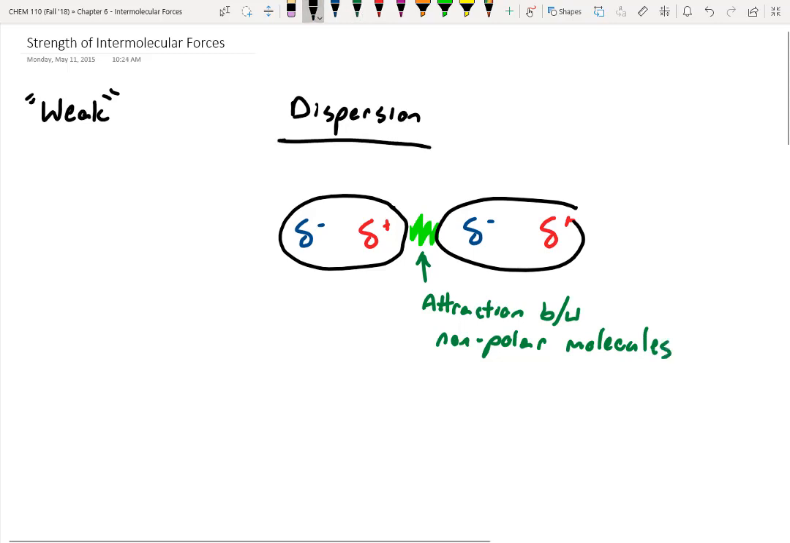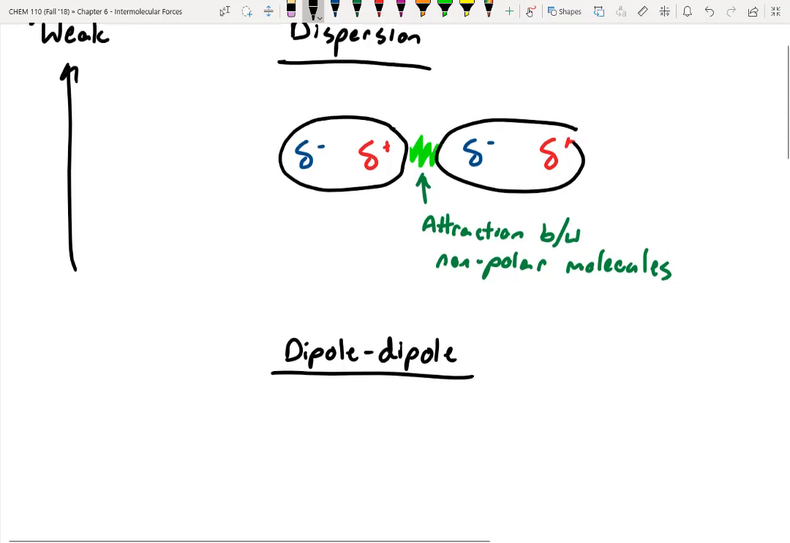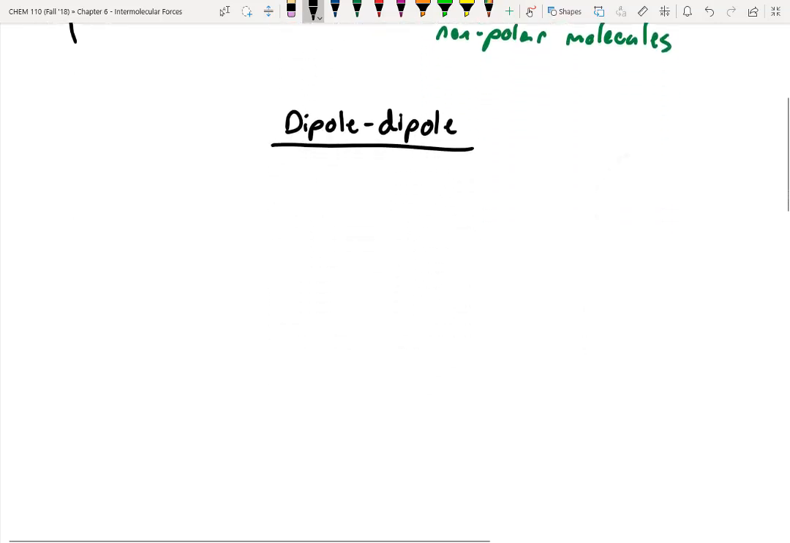All right, so dispersion's that first one. Like I said, it depends a lot on surface area, which is why I have weak in quotation marks. Sometimes this can be rather strong depending on how much surface area is involved. All right, so that's at one end. Next up, we have dipole-dipole. And with an example of this, I'm going to show a molecule down here.